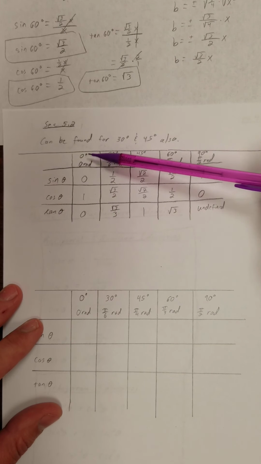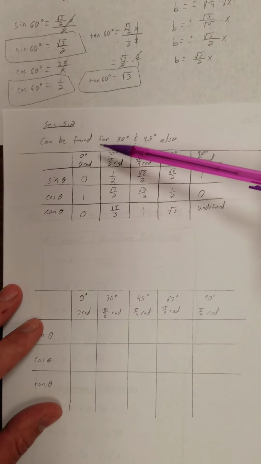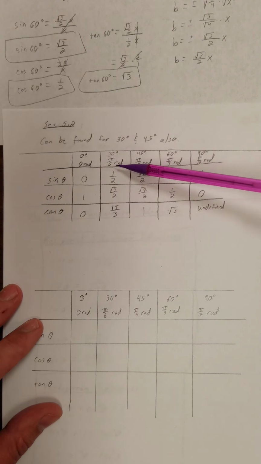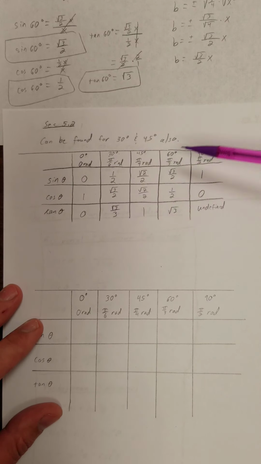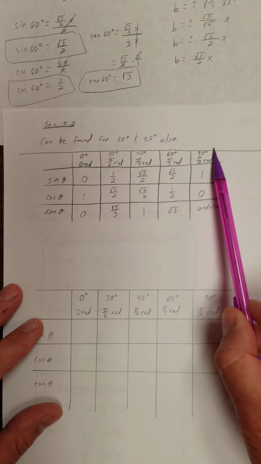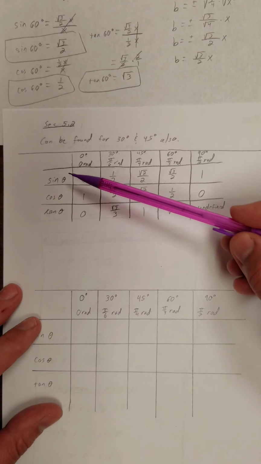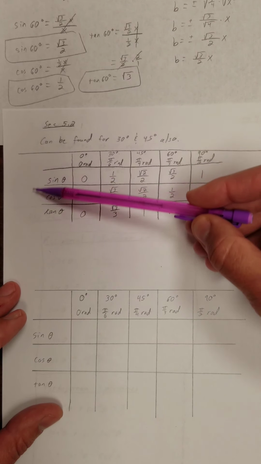Notice that we have degree measures at the top: 0, 30, 45, 60, and 90, and their corresponding radian measures: 0 radians, pi over 6, pi over 4, pi over 3, and pi over 2 radians, okay? So you just need to memorize this part right here. I don't have a special technique or trick for that. And then put sine, cosine, and tangent right here, okay?